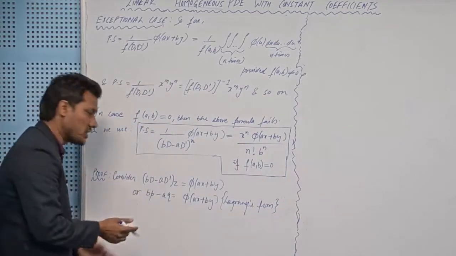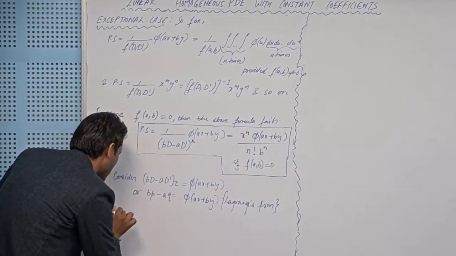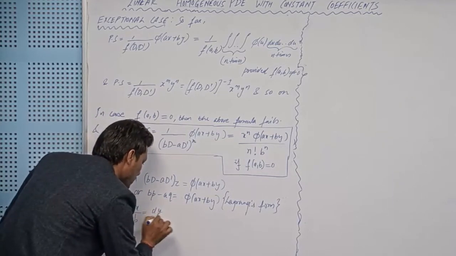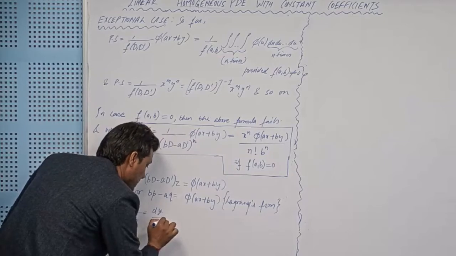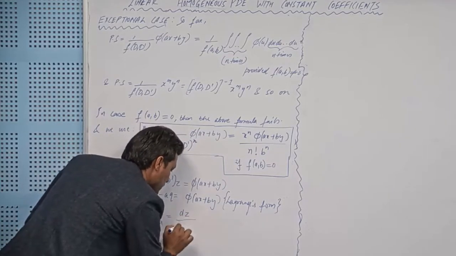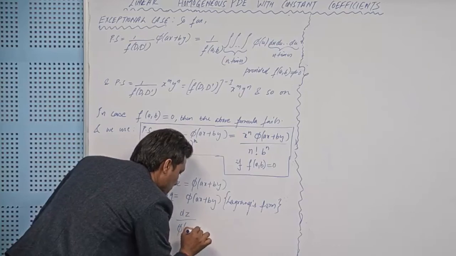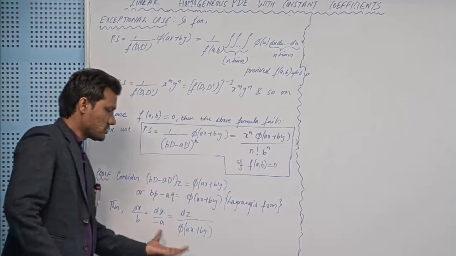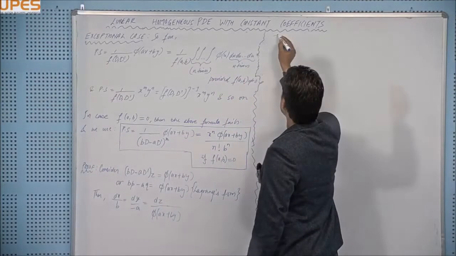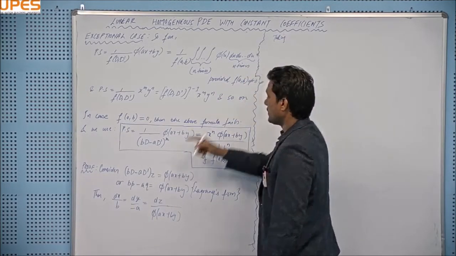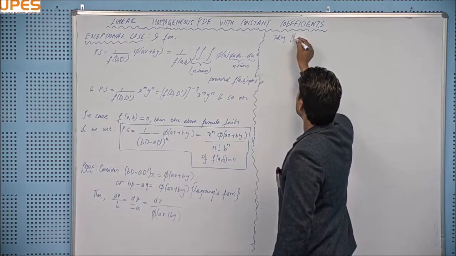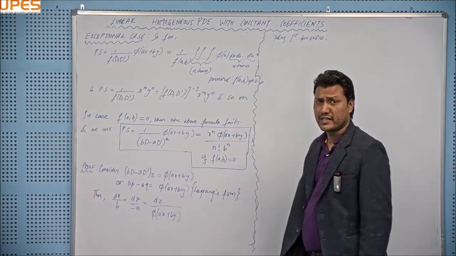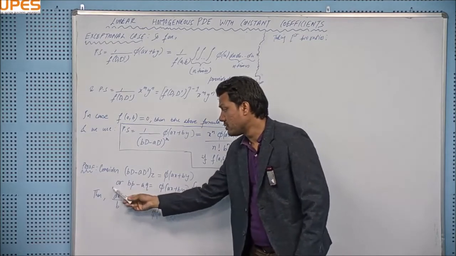We write Lagrange's subsidiary equation. Those are given by dx upon capital P, that is b, dy upon capital Q, that is minus a, and dz upon this phi of ax plus by. And how do we solve them? We take the first two ratios and solve them, and then we take another two ratios and integrate them. Taking the first two ratios, I am not writing in detail, I am taking these two ratios and performing integration on both sides.